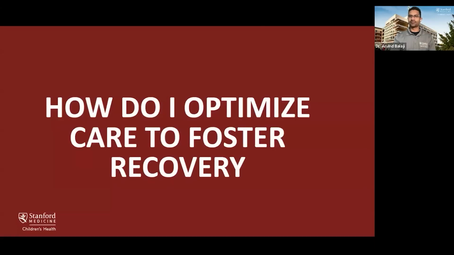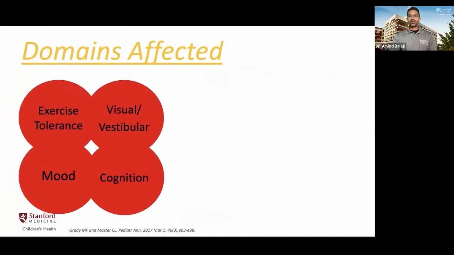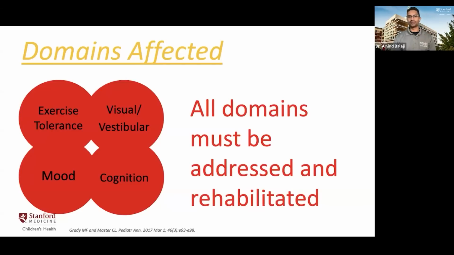So how do we optimize care to foster recovery? What we can conceptualize now about patients who have had a concussion, and this is true of patients of all ages and certainly true of patients that are pediatric, is that there are a couple of common neurological domains that are commonly affected. These are related to exercise intolerance, the abnormalities noted in visual and vestibular senses, cognition itself, and mood. What we understand now is that each one of these domains must be individually addressed and rehabilitated before patients can be considered recovered and return back to their activities. To begin with, we'll start with exercise tolerance.